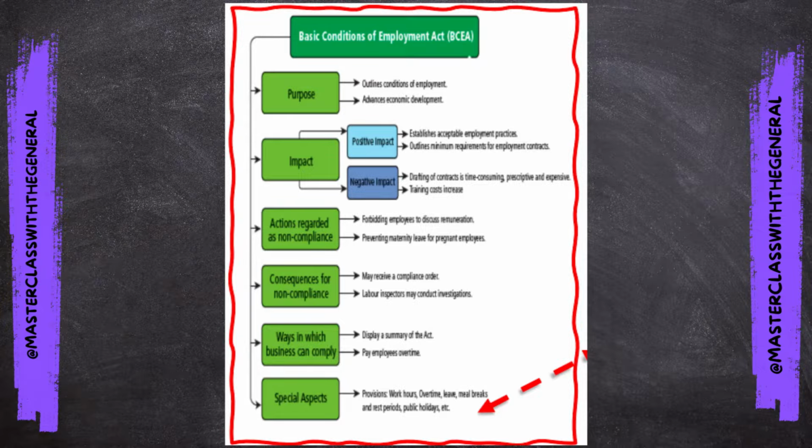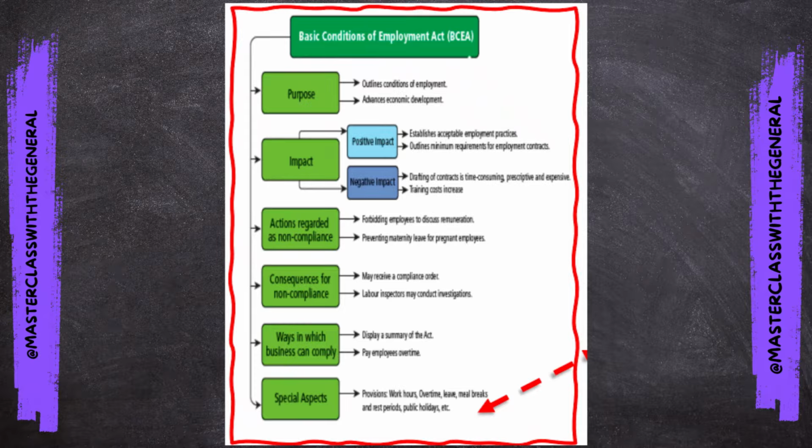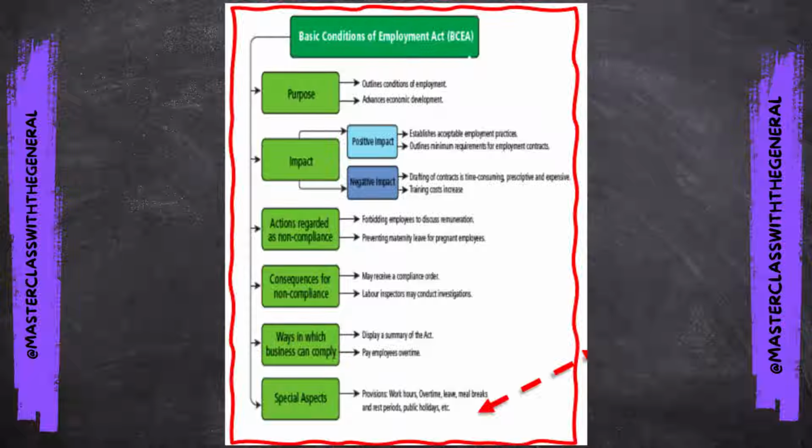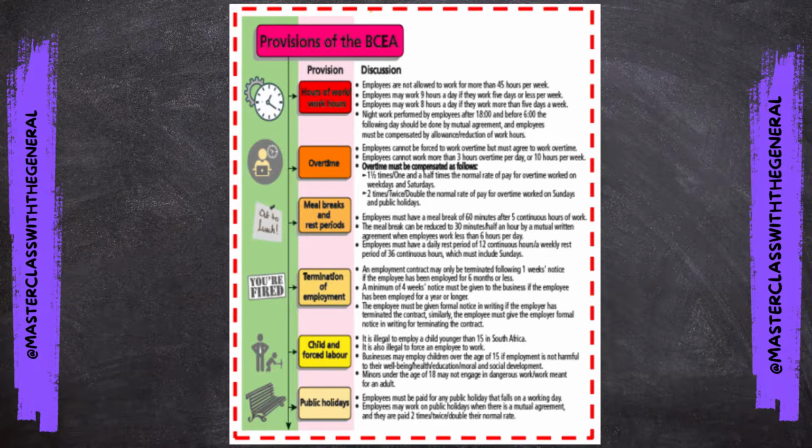Ways in which businesses can comply: they must display a summary of the act where employees can see it. So all employees must see all these provisions provided by the Basic Conditions of Employment Act. Then they must also follow them by paying employees overtime. So when we go to the next slide, you will see some of these provisions. Then what are the special aspects? Remember, I said every act has 5 areas we look at, and then some acts have a special aspect. So Basic Conditions of Employment has a special aspect, which is the provisions. So let's look at the provisions.